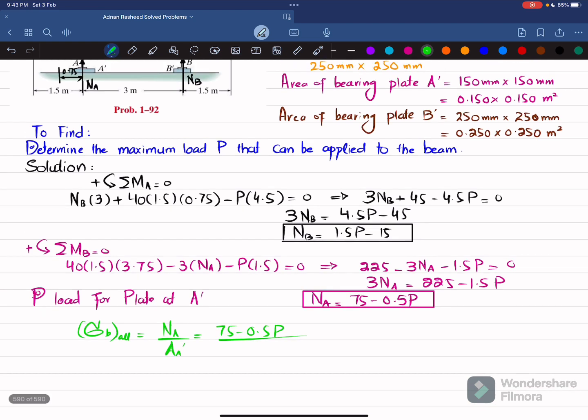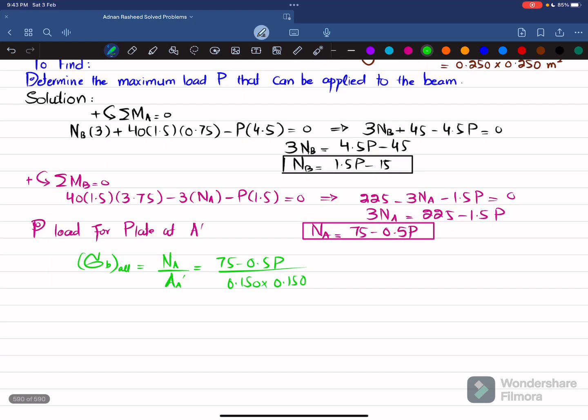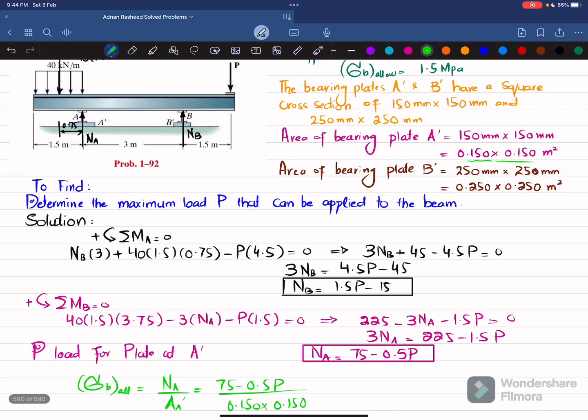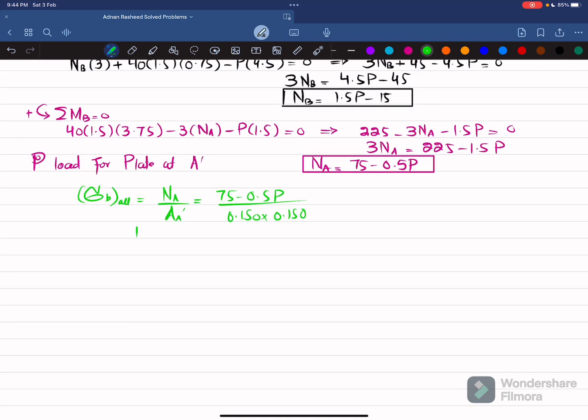The area of the bearing plate is given in meters. It is 0.150 multiplied by 0.150. Clear? And we know that the allowable bearing stress for this material is given as 1.5 megapascal. So I will write 1.5 times 10 to the power 6 is equal to 75 minus 0.5 times P divided by 0.150 multiplied by 0.150. Okay, so what we will get is that 1.5 multiplied by 10 to the power 6 multiplied by 0.150 whole squared is equal to 75 minus 0.5 times P.